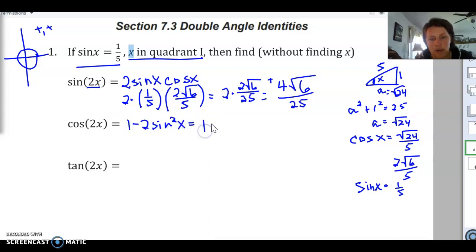So we have 1 minus 2. Well, what do we know sine is? We know that sine x is 1/5. And then we'll square that. So we have 1 minus 2 over 25.